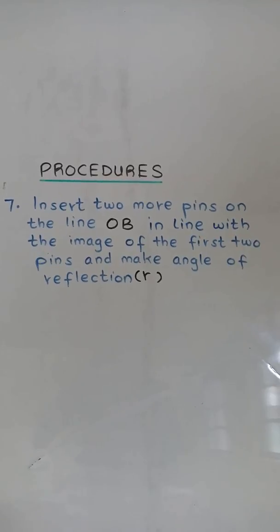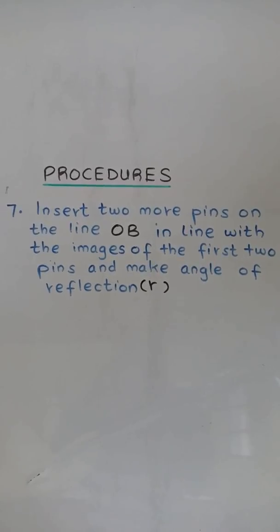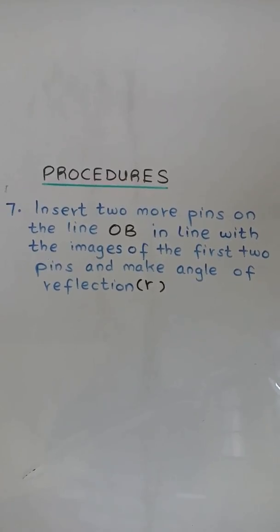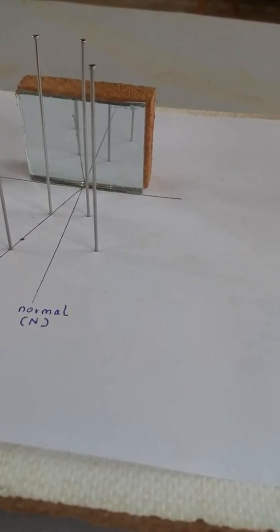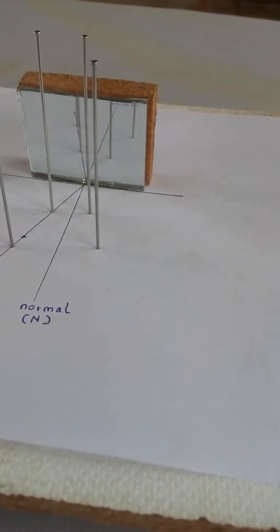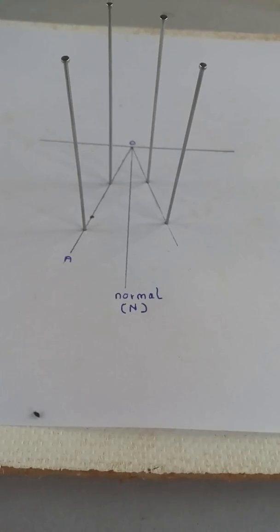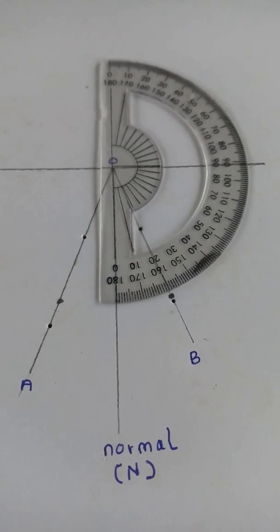Number 7. Insert 2 more pins on the line OB in line with the image of the first 2 pins and make angle of refraction R. These 2 pins are in line with the images of the first 2 pins, as you can see and observe. Line OB. Angle 20 degrees.